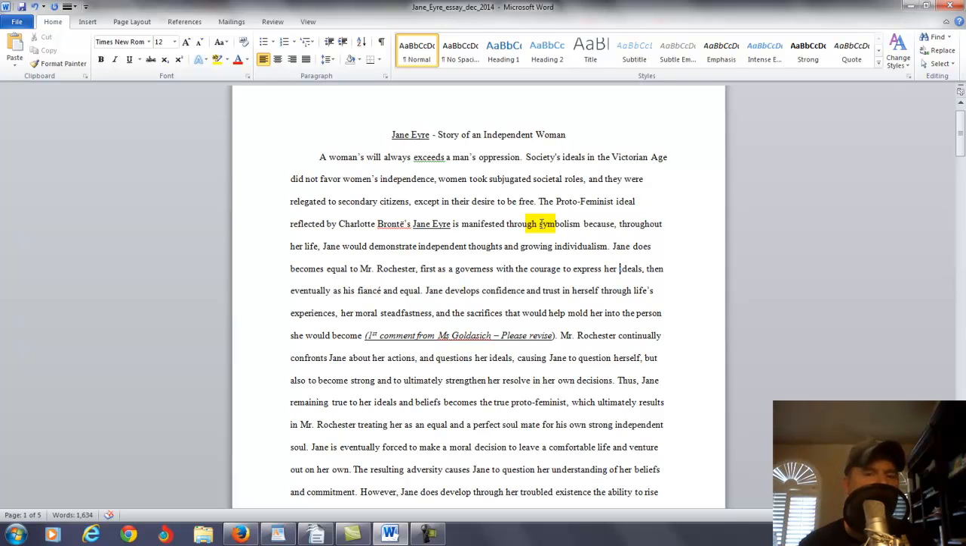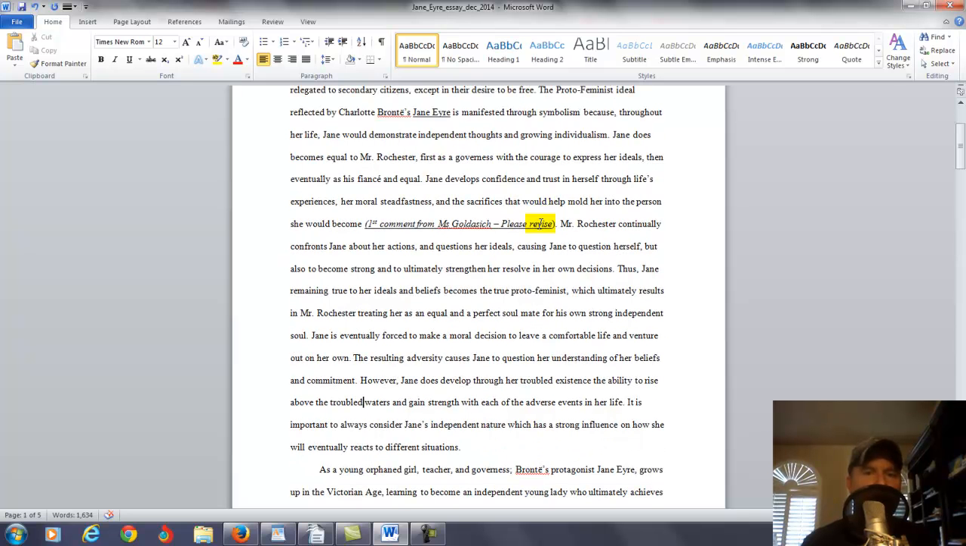Jane does become equal to Mr. Rochester, first as a governess with the courage to express her ideals, then eventually as his fiancée and equal. Jane develops confidence and trust in herself through life's experiences, her moral steadfastness, and the sacrifices that would help mold her into the person she would become. Now here it says, first comment from Mrs. Godesich, please revise. So I don't know what that means. I'm just going to keep going.